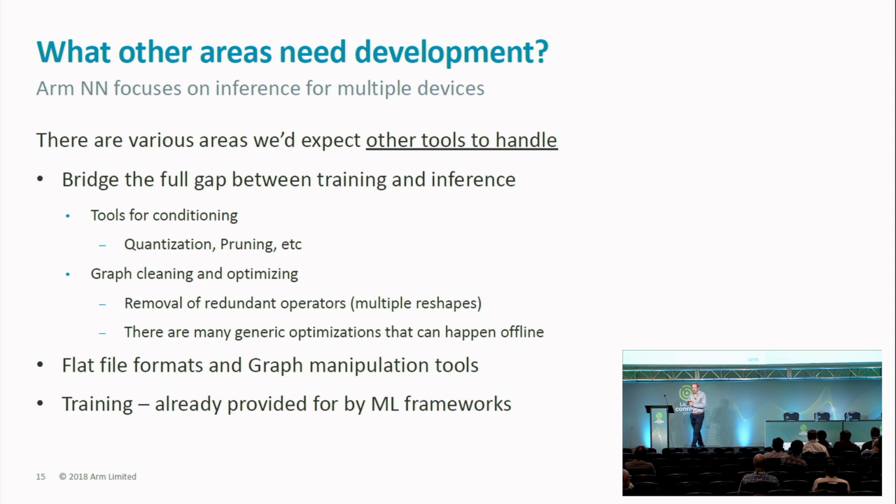And then the other area we're not looking at in Arm NN, I should say, is training. That's already supported by the overall machine learning frameworks. That's where it always happens today. One of the areas that will be interesting to look at is integrating these kinds of inference engines more closely into the machine learning frameworks, such that you can use them as part of the feedback cycle when you're training a network. But Arm NN in and of itself isn't going to focus on training.